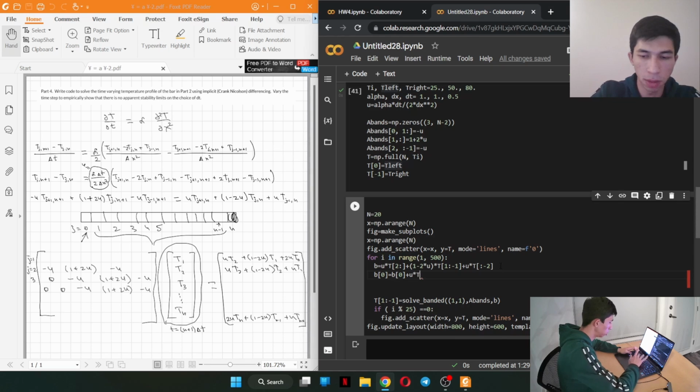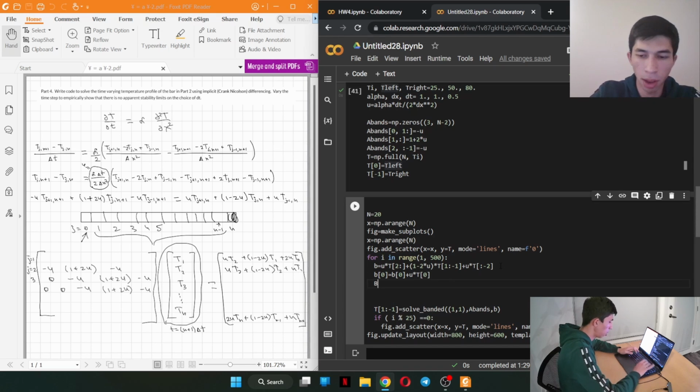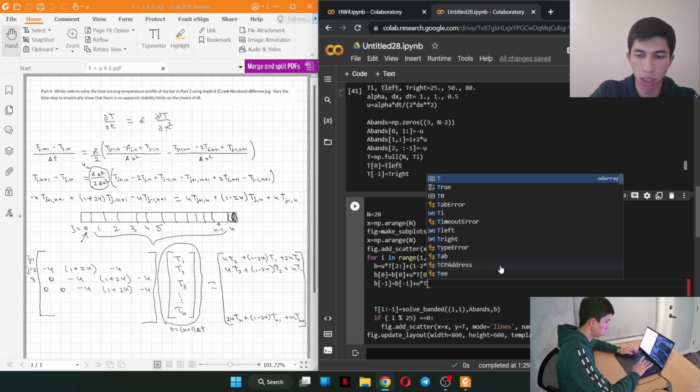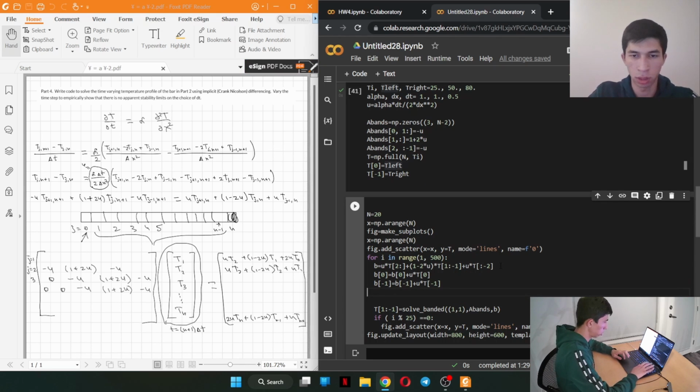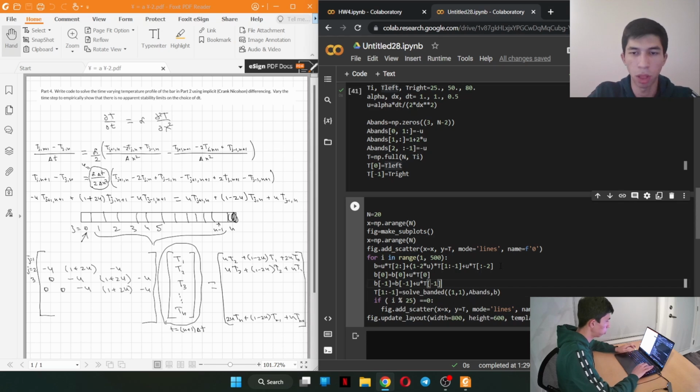So it's going to be the temperature 0. And my B, the last value is going to be equal to B, the last value, plus, so it's going to keep updating our values, T of the -1. Okay, now let's try to plot it.